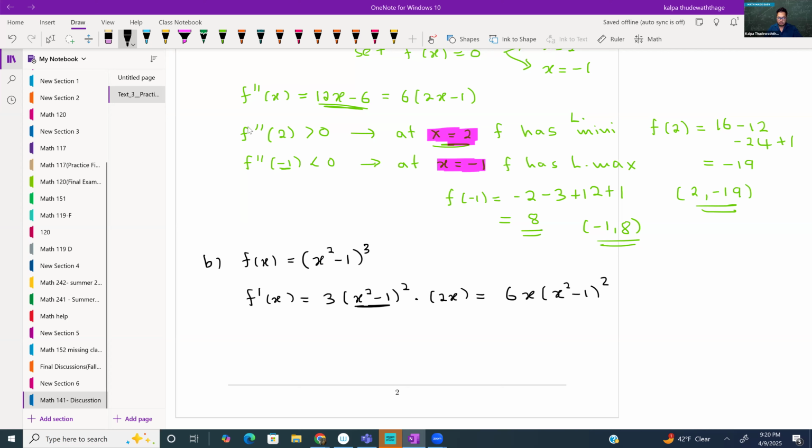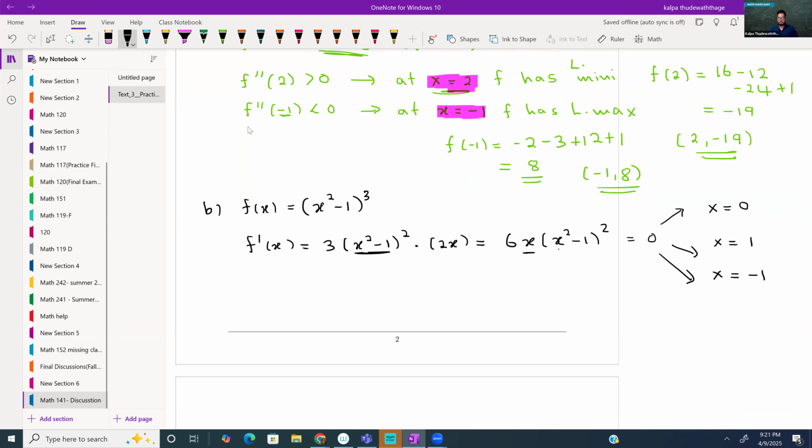If you set it equal to 0, it gives me two values, actually three values. X equals 0 you can get from this. This you can write as (x minus 1)(x plus 1), because it's a difference of squares. So you have three critical values. If you want, you can go ahead and do the product rule and plug the points 0, 1, and minus 1 into the second derivative and discuss where the local min and max happen. Or you can do this.